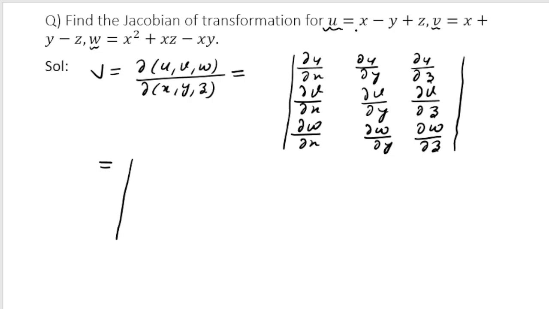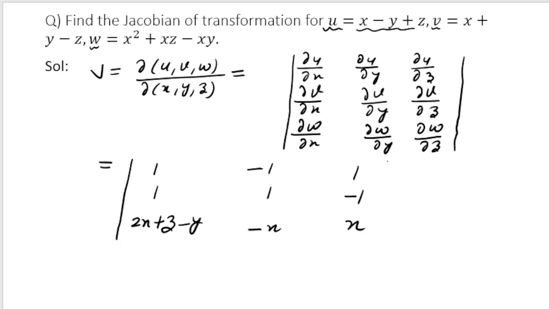So del u by del x, if I differentiate this with respect to x, I will get 1, with respect to y I will get -1, with respect to z I will get 1. V is x plus y minus z, so I will get 1, 1 and -1. Now if I differentiate w with respect to x, I will get 2x plus z minus y. With respect to y I will get minus x, and with respect to z I will get x.